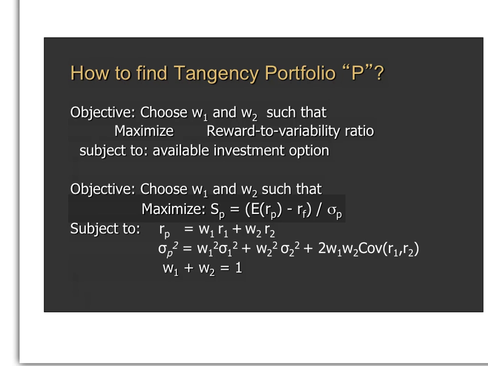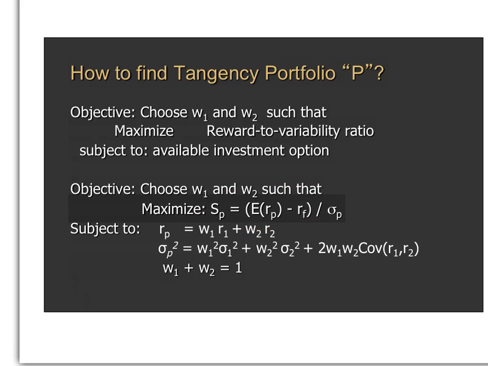The algebraic expression to find the tangency portfolio P is as follows. Our objective is to maximize the Sharpe ratio to find the tangency portfolio, subject to the investment opportunity set. So the optimization objective function is to maximize the Sharpe ratio, as you see here, and the investment opportunity set is as described below, which is the return and standard deviation in the case of two risky assets.